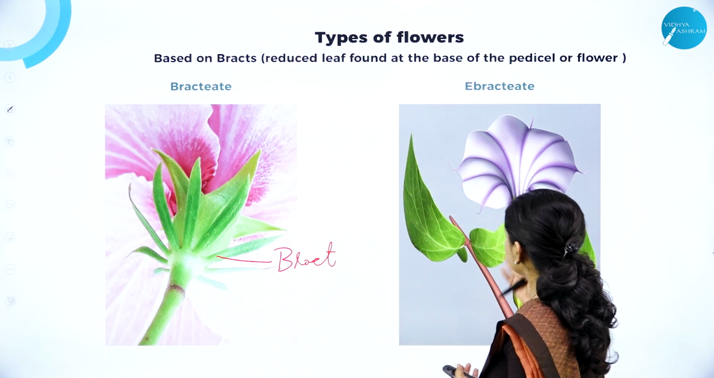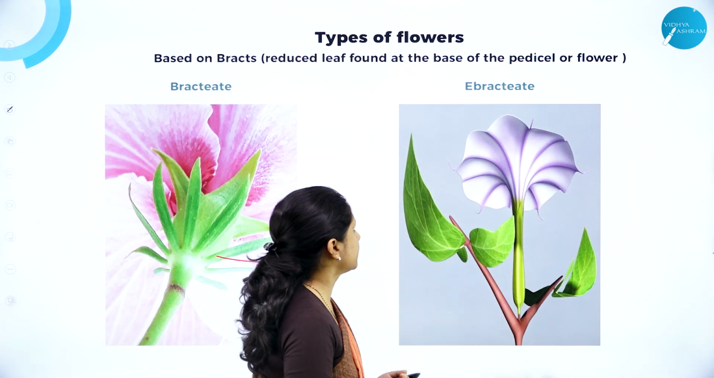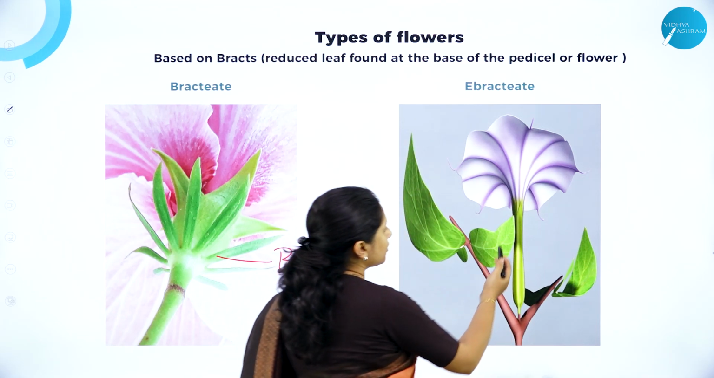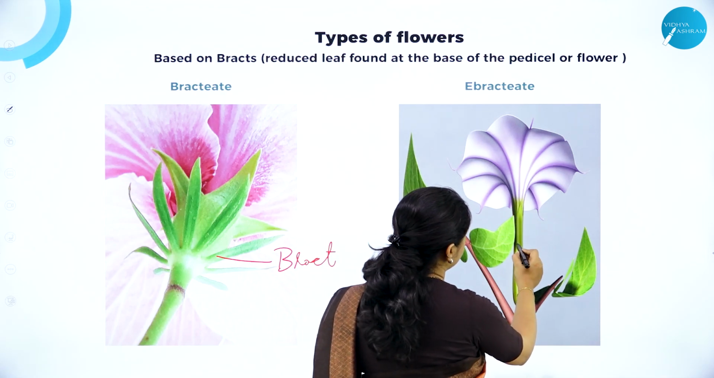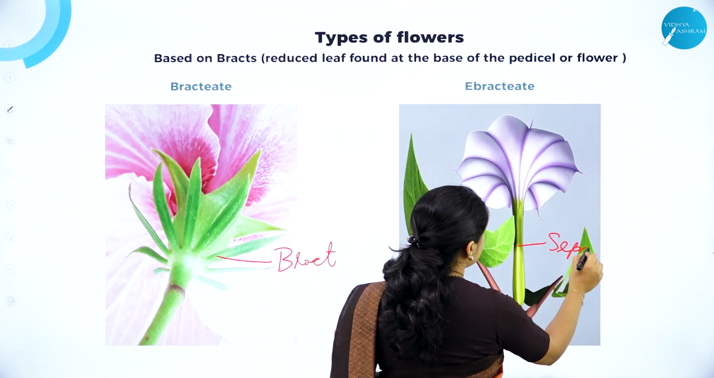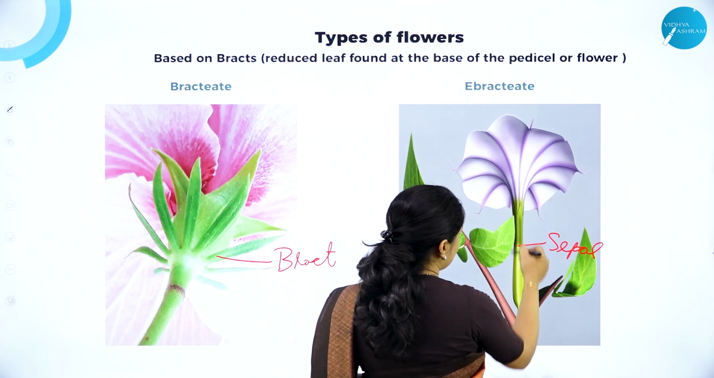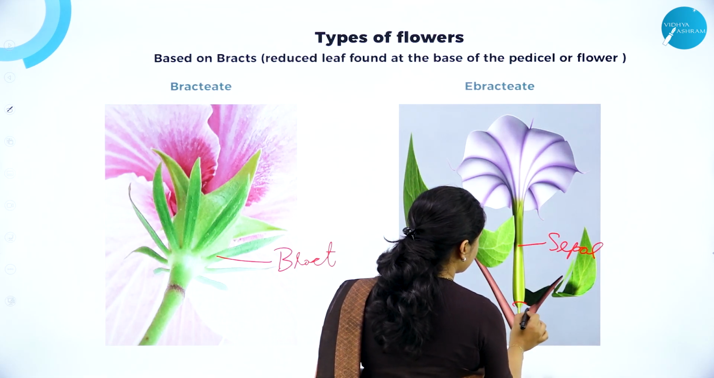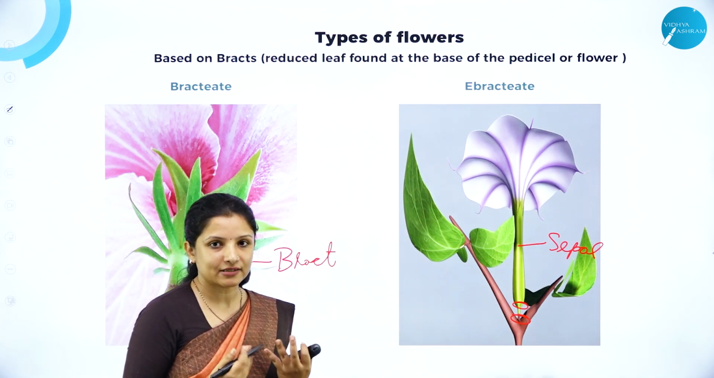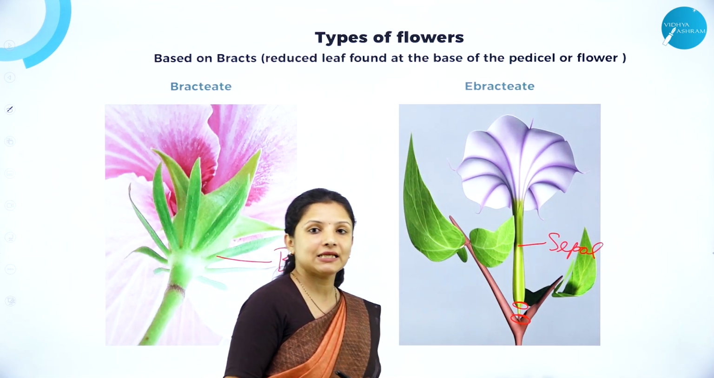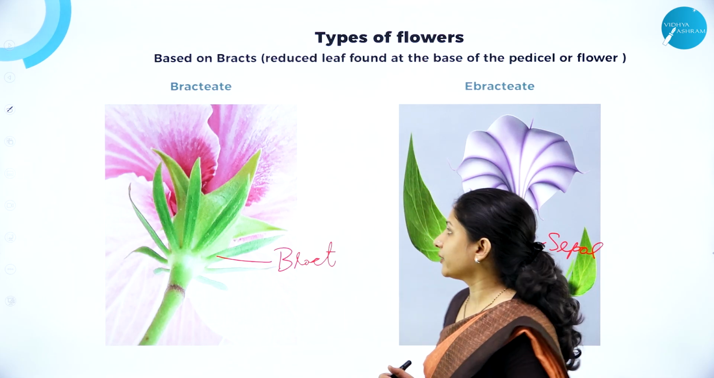And in the case of datura, here I have taken the example of datura, it is ebracteate because nowhere you can see a reduced leaf-like structure. They have a sepal, but nowhere below the sepal or below the pedicel can you find the bracts or the bracteole. So, therefore, it is ebracteate. The flowers are called ebracteate.